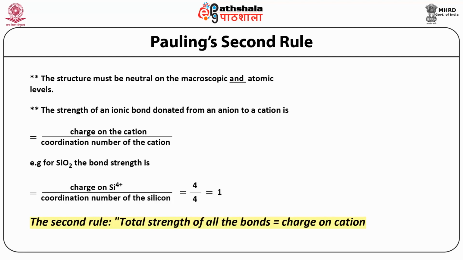So the second rule of Pauling states that in a stable structure, the total strength of the bonds reaching from all the anions surrounding the cations must be equal to the charge on the cation.